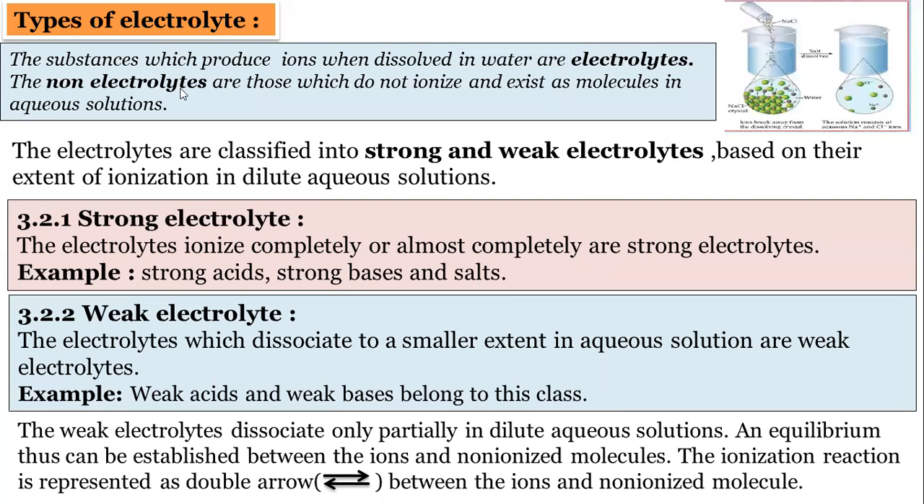In aqueous solutions, for example, urea is there, glucose is there. These are substances that, when they dissolve in water, do not produce ions. But substances like NaCl, KCl, copper sulfate: when copper sulfate dissolves in water, it produces Cu2+ cations and SO4 2- anions.